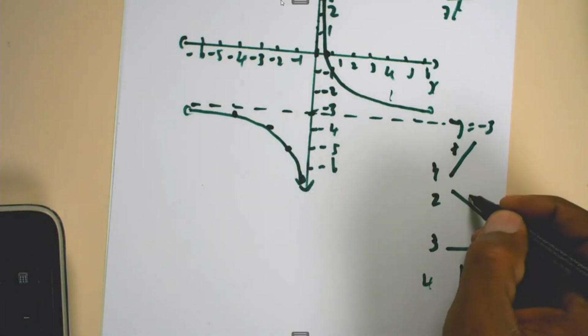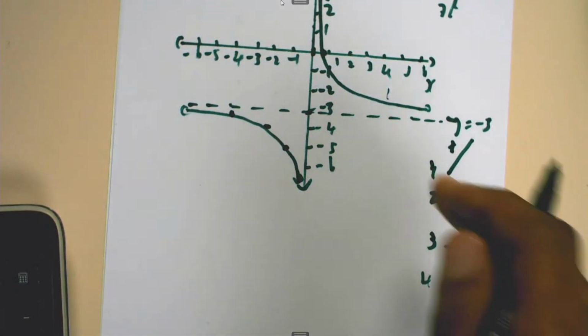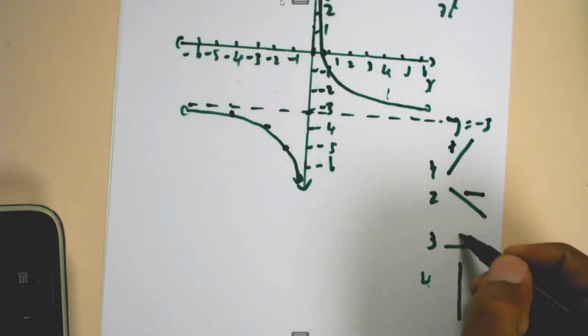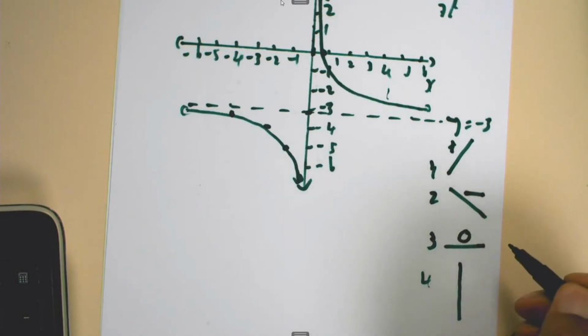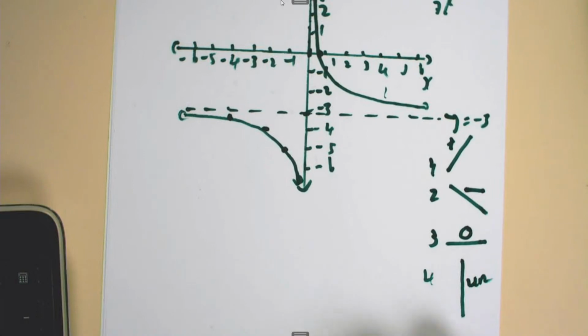Right, what about this one? The gradient is negative. Gradient is less than 0. Why? Because the line is decreasing. This one, the gradient is 0. Very important. And this is undefined. We don't have gradient for this line.